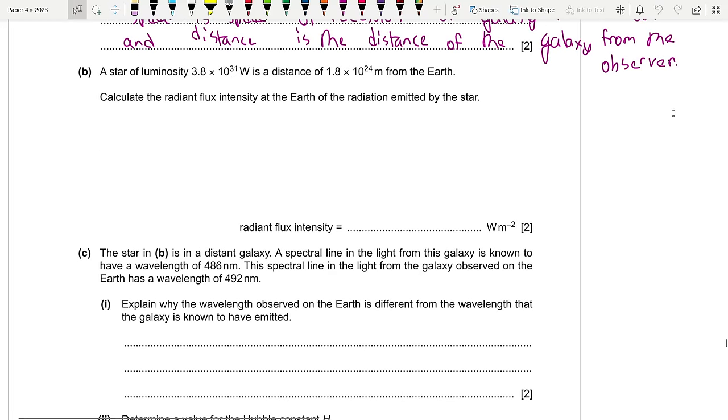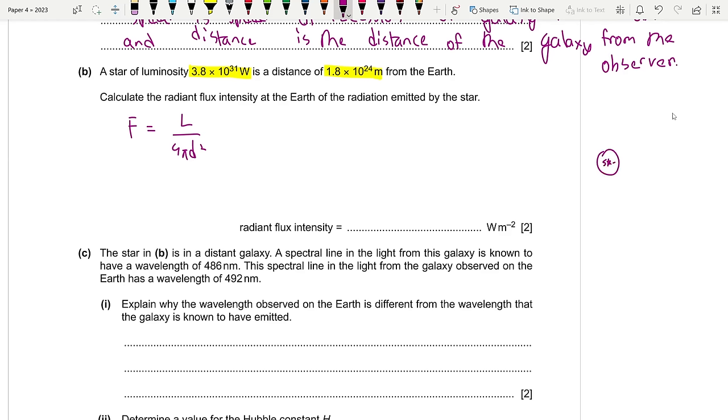Now, a star of luminosity 3.8 times 10 to the power 31 watts is a distance of 1.8 times 10 to the power 4 meters away from the Earth. Calculate the radiant flux intensity at the Earth of the radiation emitted by the star. So we know that the formula for radiant flux intensity is F is equal to luminosity divided by 4 pi d squared, where d is the distance.